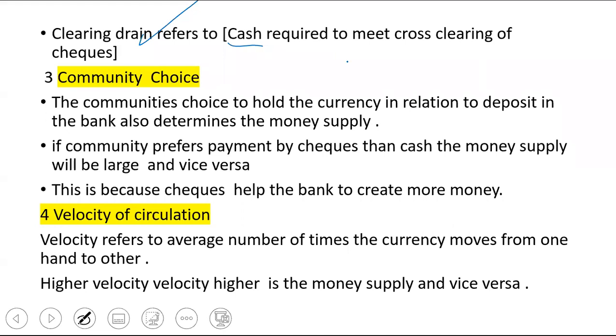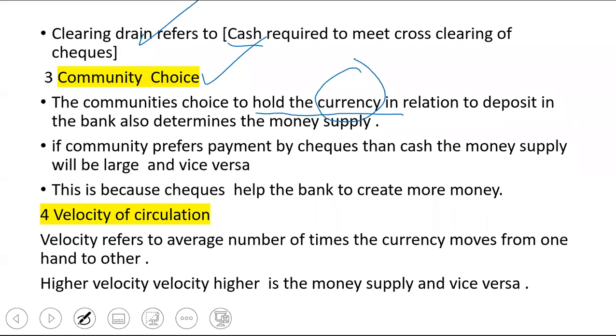This is known as clearing drain. Sometimes so many checks go for clearing at Union Bank that Union Bank's cash will reduce, because there is a lot of demand for clearing. Then comes community's choice. What is community's choice, children? If the community's choice is to hold money in relation to deposits in the bank, it also determines money supply. That is, the community decides, we will not put money in the bank, we will keep currency as cash.